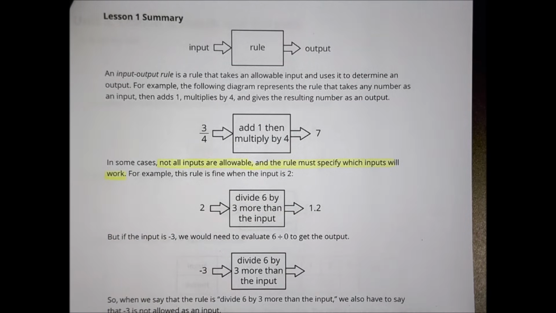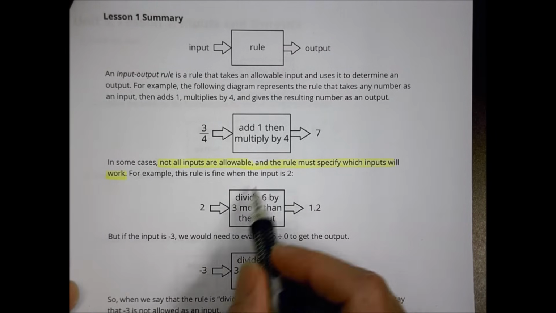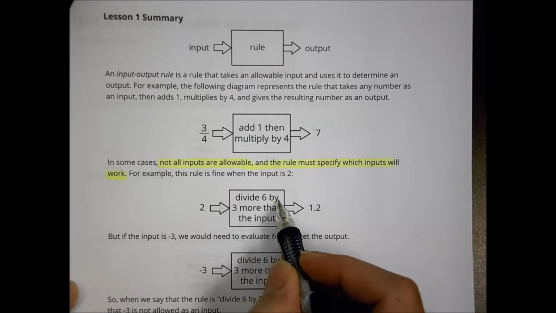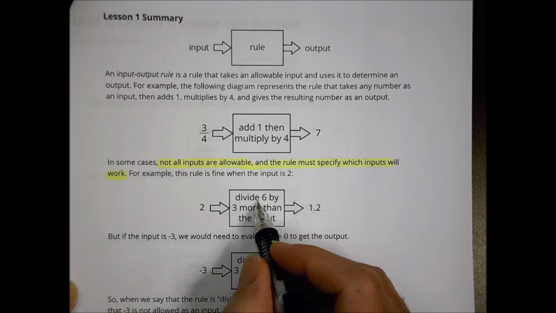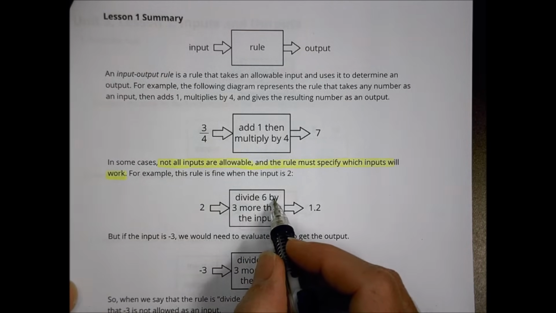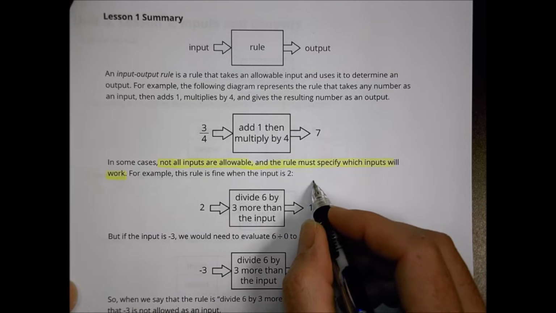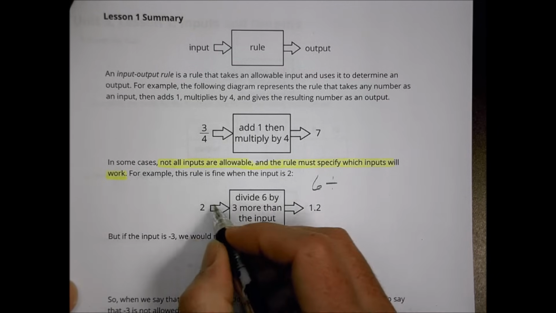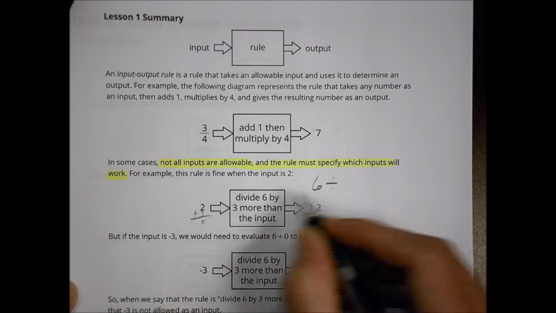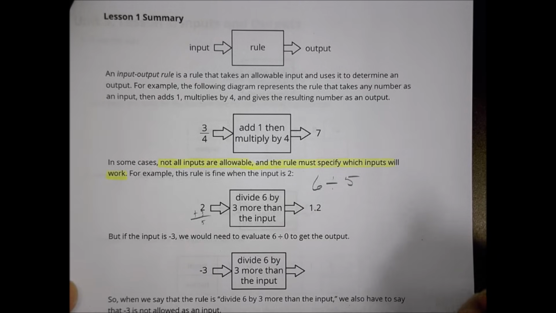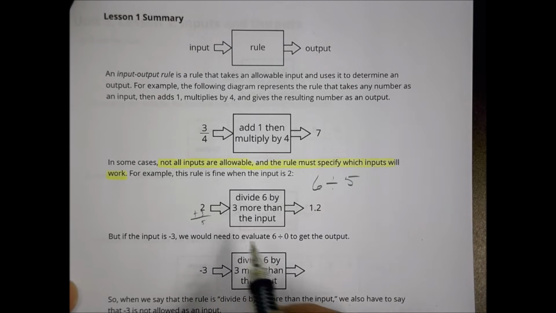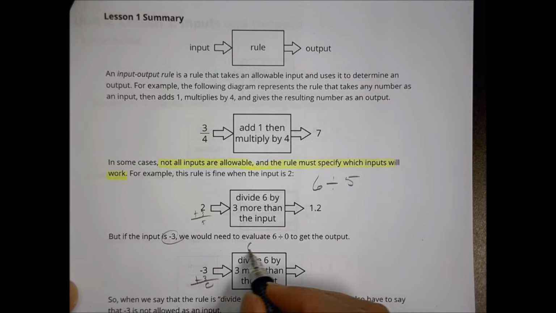So, for example here, they give you an example of, all right, this rule is great. This rule is fine. With 2, can you do 6 divided by 3 more than the input? Sure. So divide 6 by 3 more than the input. That means, okay, I have 6 divided by 3 more than the input. What is 2 plus 3? 5. Can I do 6 divided by 5? Sure, that works there. But if the input was -3 and I added 3 to that same rule, I'd have 0. Can I do 6 divided by 0?